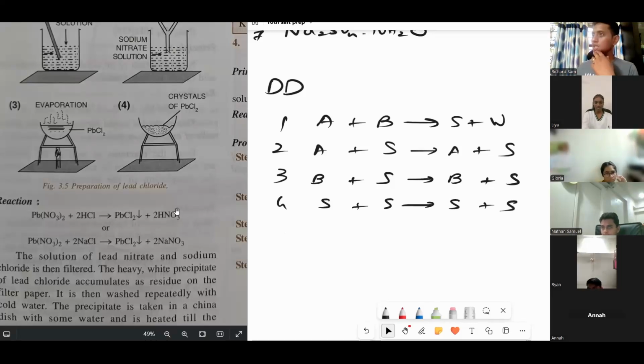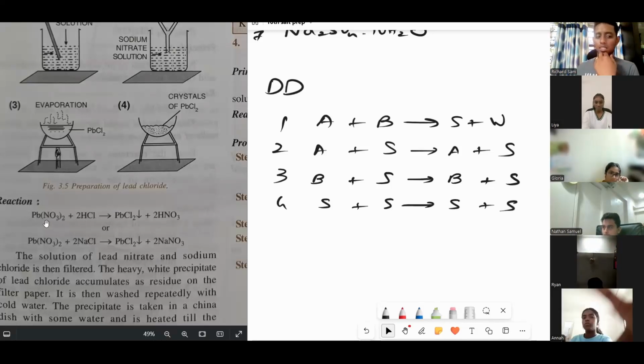Huh? This is salt plus acid. So, second reaction. Okay. Forms salt plus acid. The salt is a precipitate and the acid is more volatile. You see, HNO3 is more volatile than HCl. Remember this? Least volatile was H2SO4. Then is HCl. Then is HNO3. And the most volatile was H2CO3. Right?